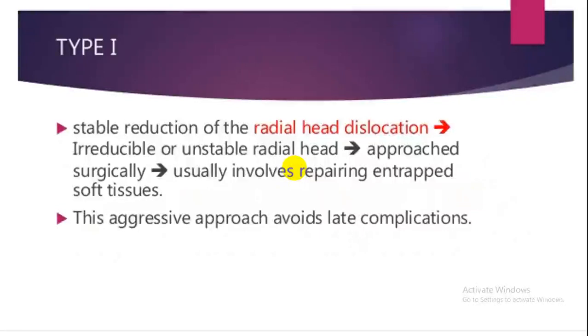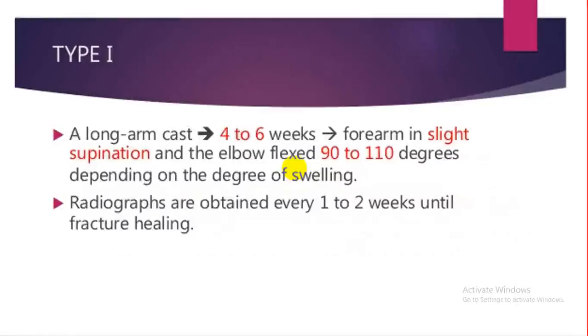If there is an irreducible radial head, I must go to open reduction. An aggressive approach avoids late complications. Then we put the patient in slight supination in a cast from 90 to 110 degrees of flexion.